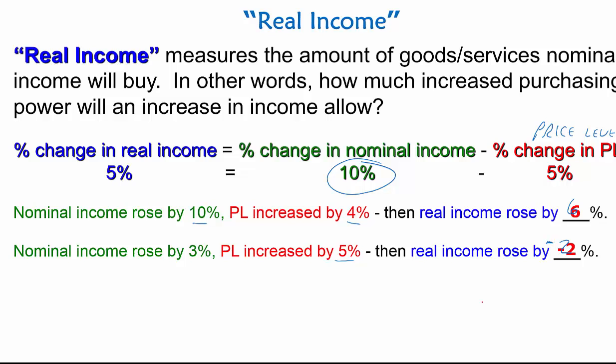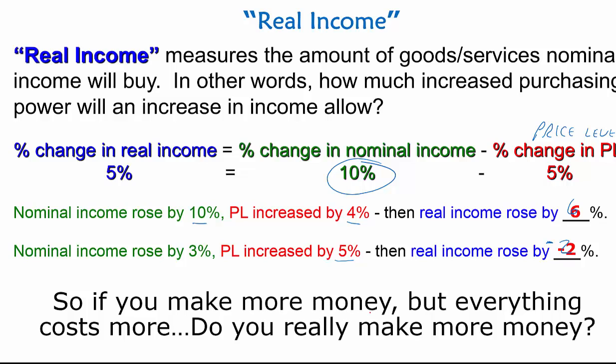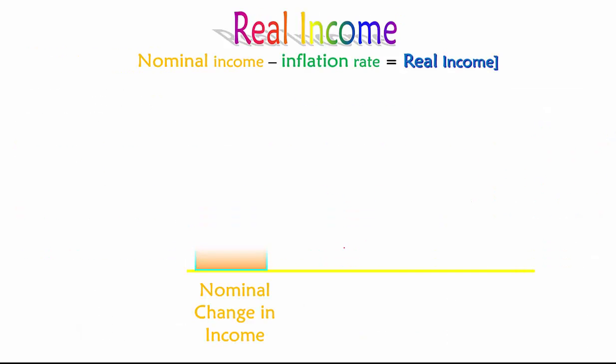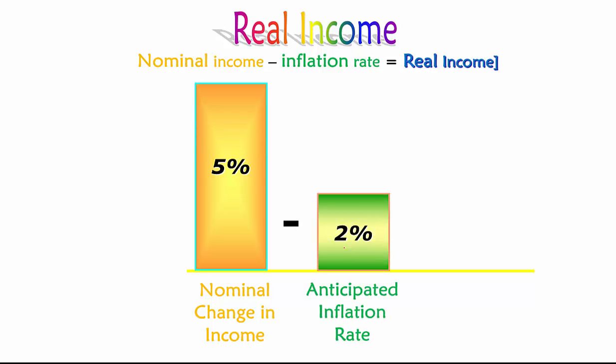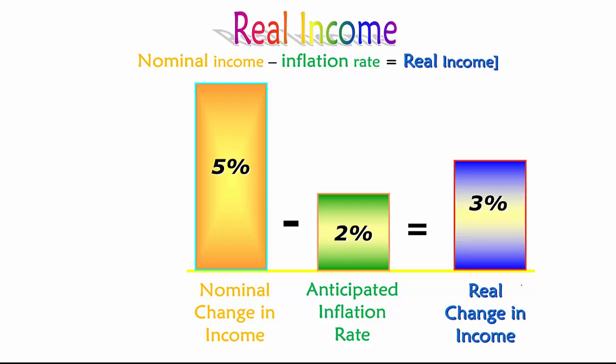Okay, so we need to be aware of what real income or real changes in income, real wages are. And the whole point of all this is that if you make more money but everything costs more, then you don't really make more money. Here it is in graph form if you prefer visuals. Okay, you get a 5% increase in pay. Inflation is anticipated to be 2%. That means your real change in income is 3%.